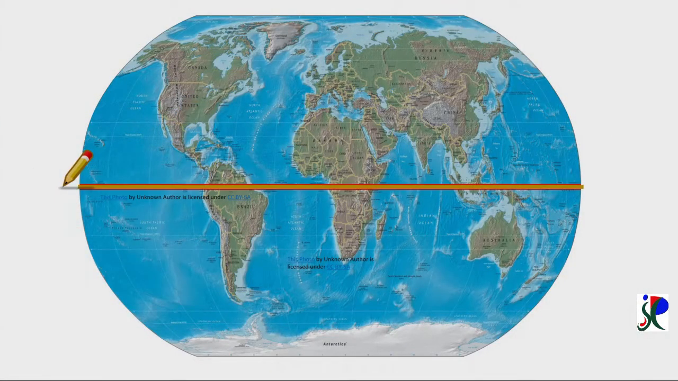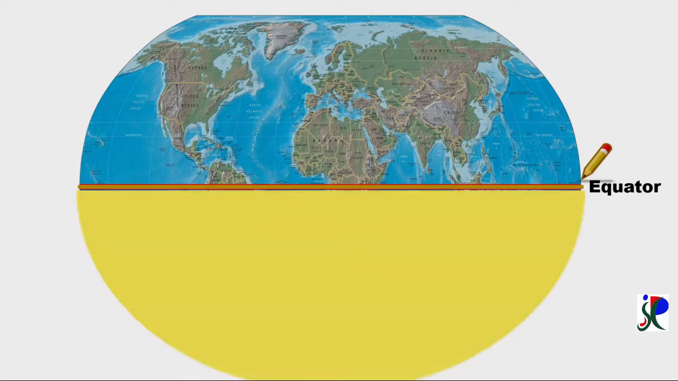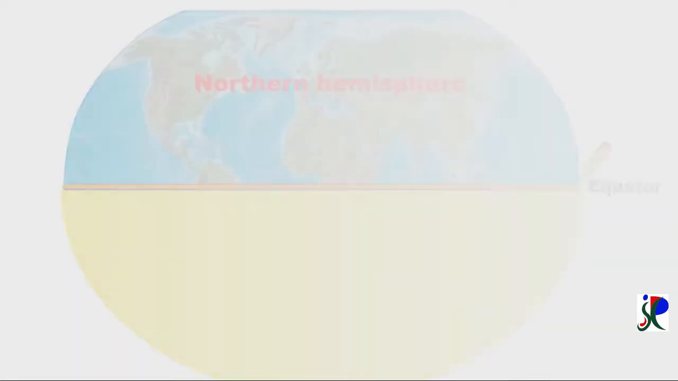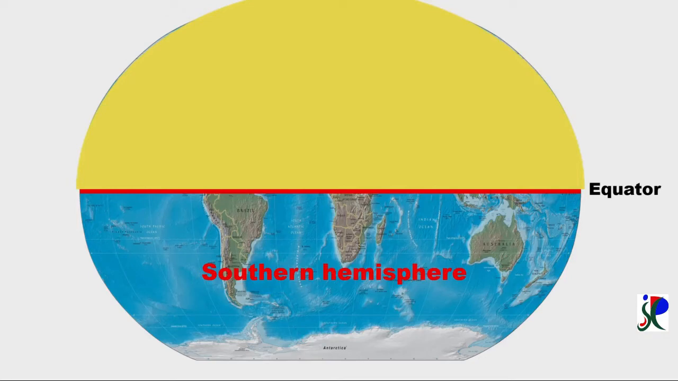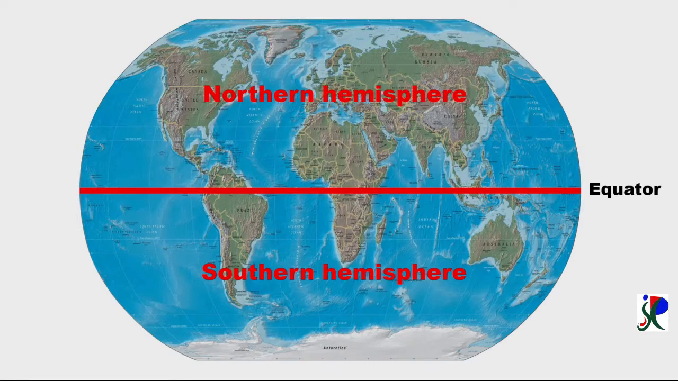The horizontal circle that goes round the globe exactly in the middle at equal distance from the north and south is called the equator. Because it divides earth into two equal parts, northern hemisphere and southern hemisphere. This is the circle designated as 0 degree latitude.